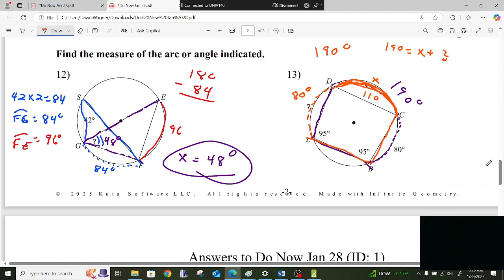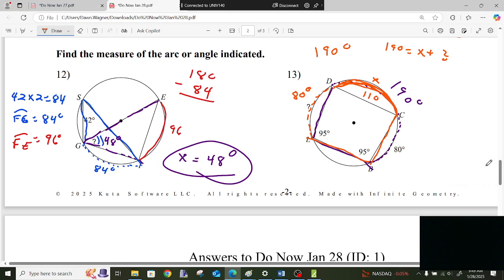From here to here is 110. The whole thing has to be 190. What's 190 minus 110? Got it? This piece was the same for both of these arcs, from here to here, and then from here to here. That's the same. So if this had to be 190, and this had to be 190, then these two would have to be the same.